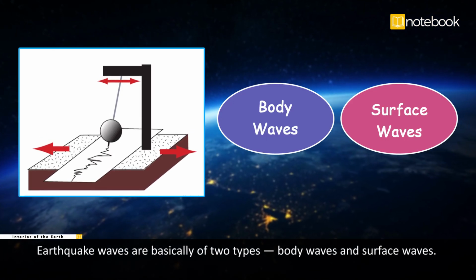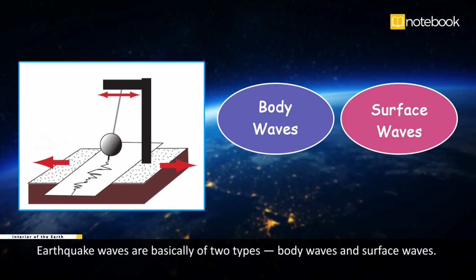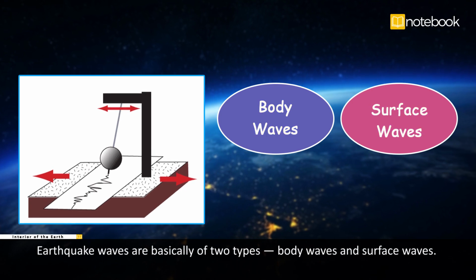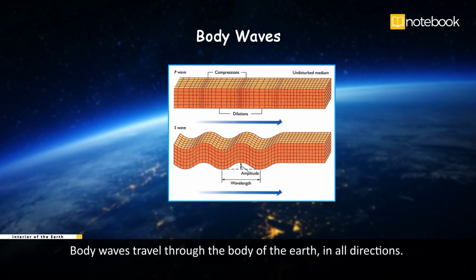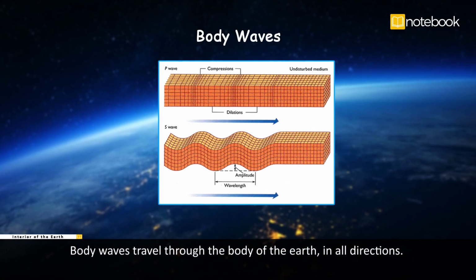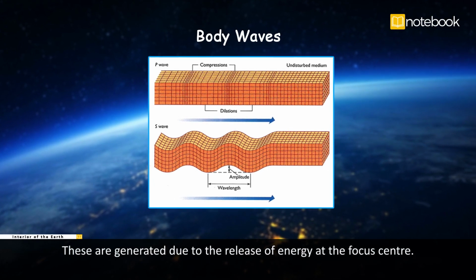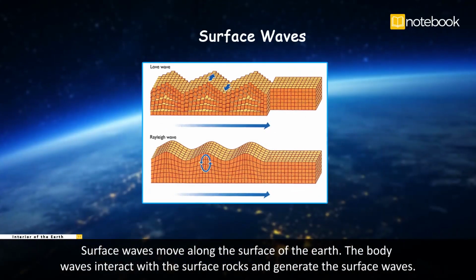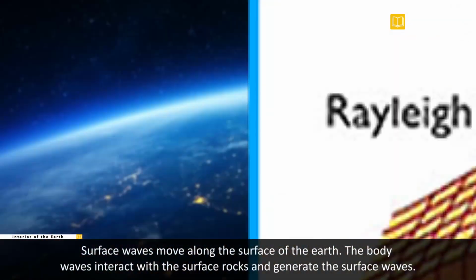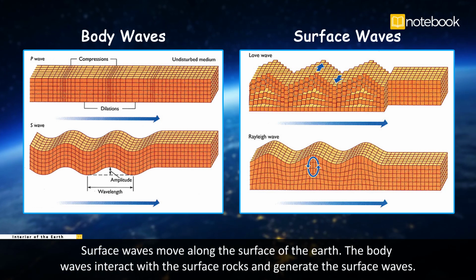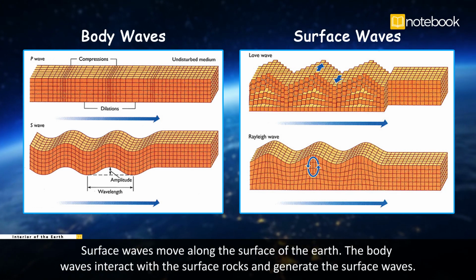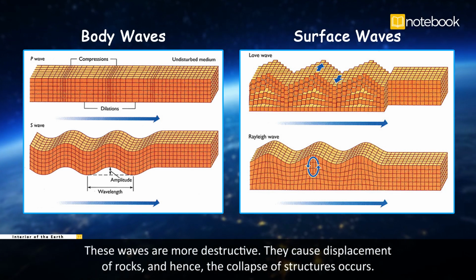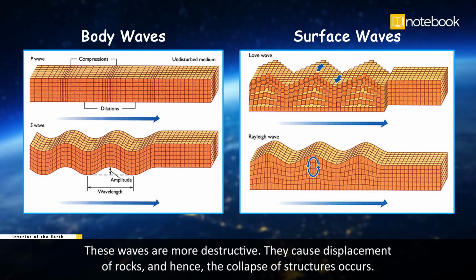Earthquake waves are basically of two types: body waves and surface waves. Body waves travel through the body of the earth in all directions. These are generated due to the release of energy at the focus center. Surface waves move along the surface of the earth. The body waves interact with the surface rocks and generate the surface waves. These waves are more destructive. They cause displacement of rocks and hence the collapse of structures occur.